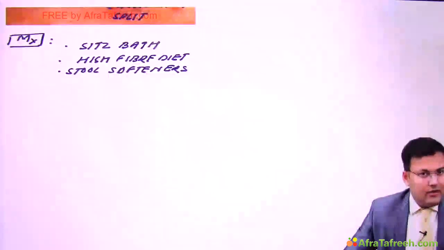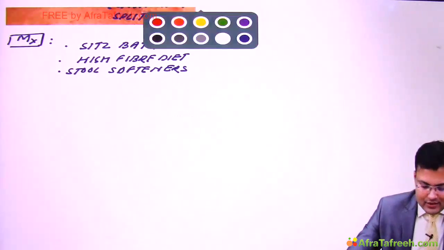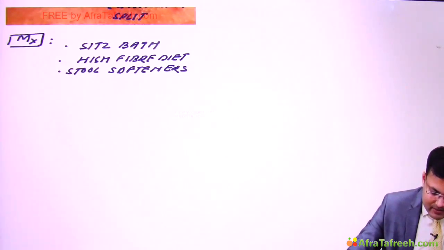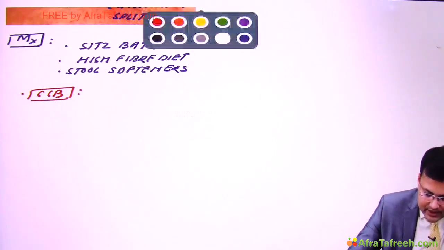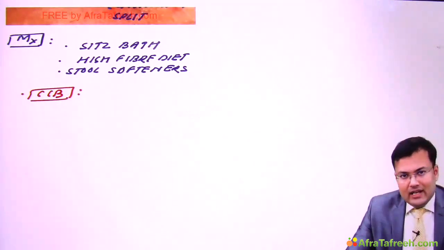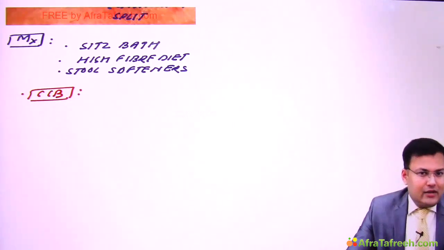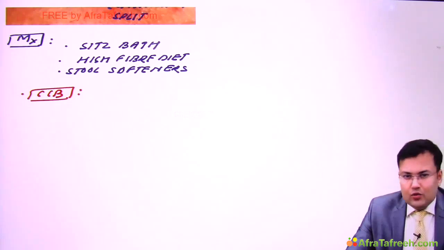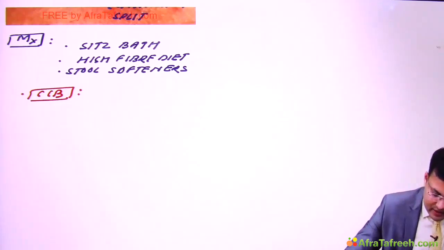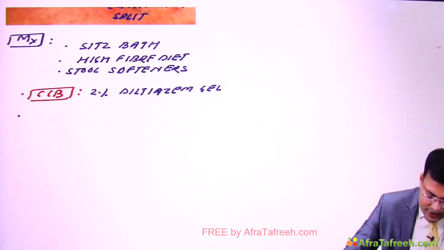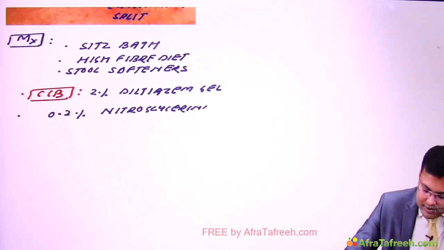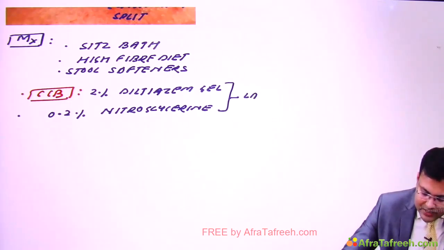Okay. Second, we have to relax the spasm. So first, see the medical management. We give calcium channel blockers. You have to remember the percent. So we give 2% diltiazem gel, and we give nitroglycerin also. Nitrates: 0.2% nitroglycerin gel. So 2% diltiazem gel, or we give 0.2% nitroglycerin gel. So this is for local application.